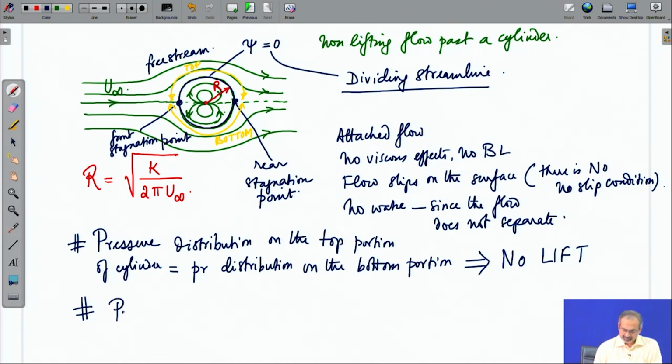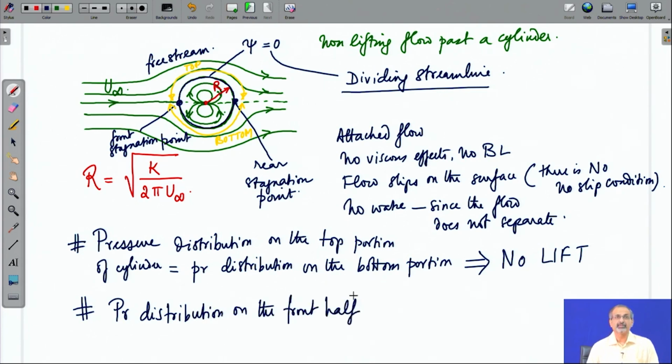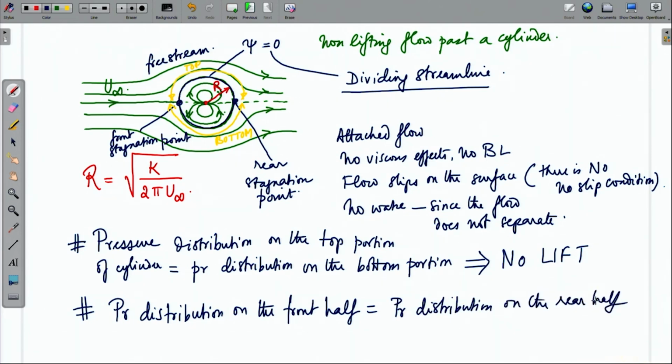Additionally, pressure distribution on the front half, that means the one which is facing the uniform flow, is equal to pressure distribution on the rear half, and the consequence is there is no drag acting on the body. So, we will very soon see through the pressure distributions why all these things happen.